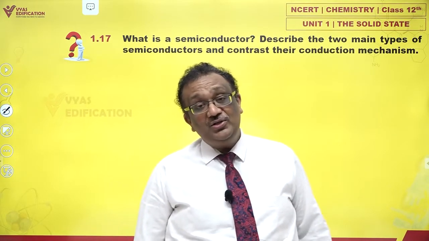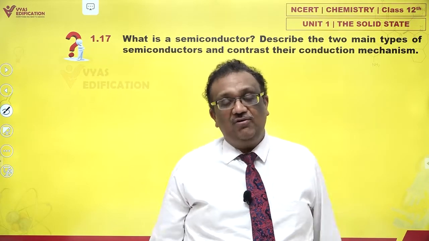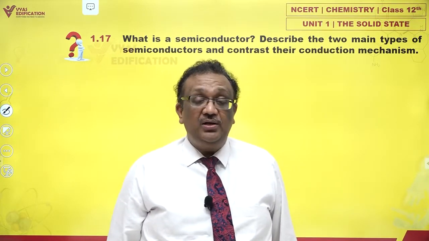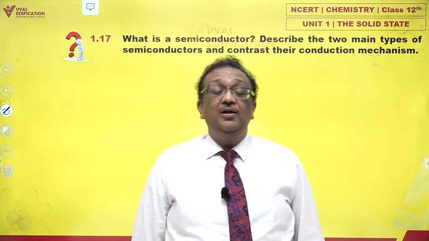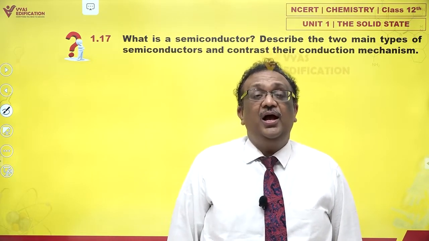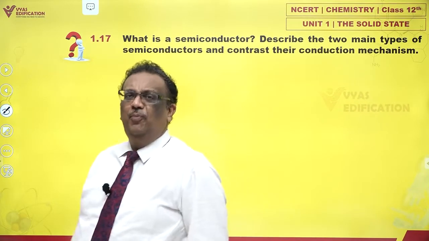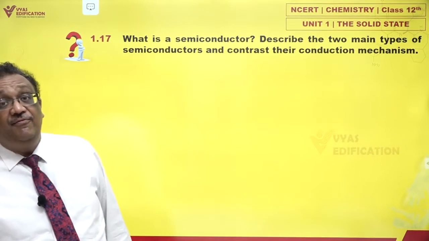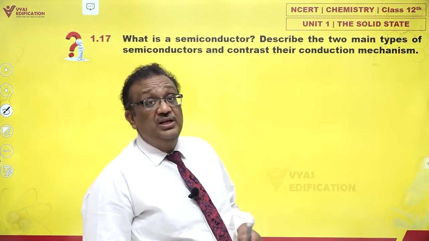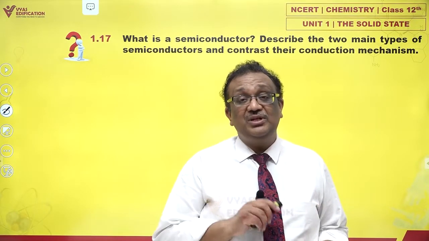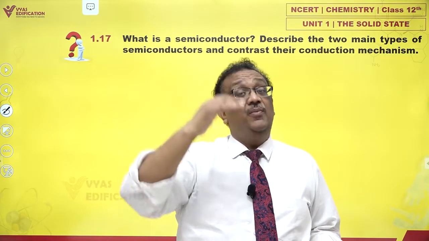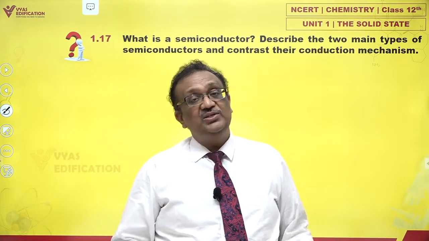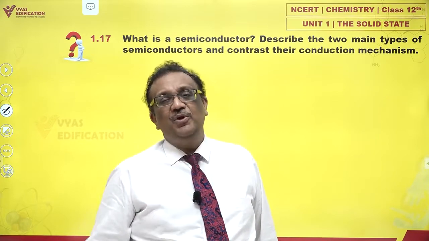We know what conductors are. Conductors are the ones which conduct electricity, right? And what are insulators? Insulators are the ones which do not conduct electricity. Conductors have very high conductance and insulators naturally have very, very poor conductance. Semiconductors are the substances which have conductivity not as high as conductors, but again not as poor as insulators. They are somewhere in between.